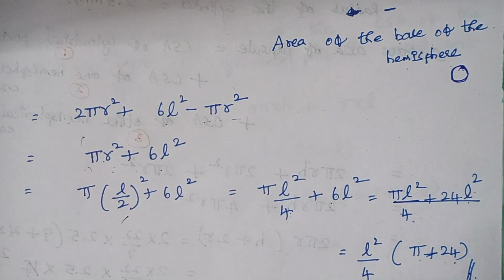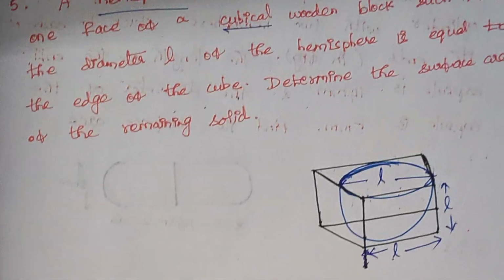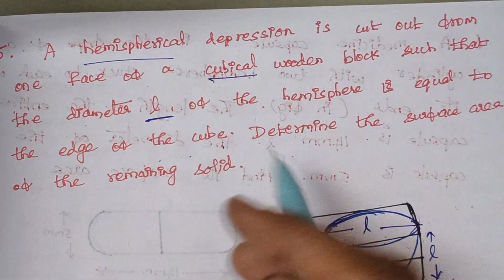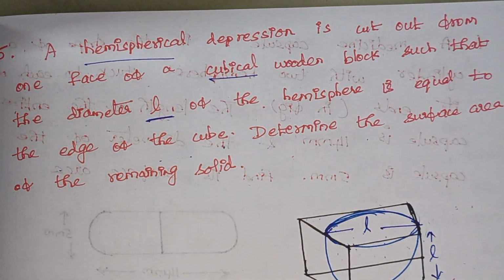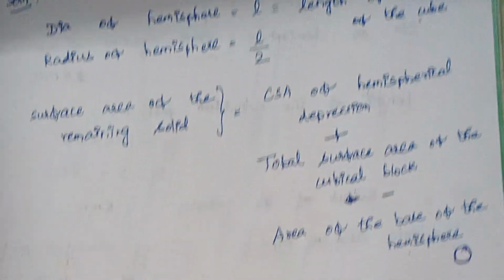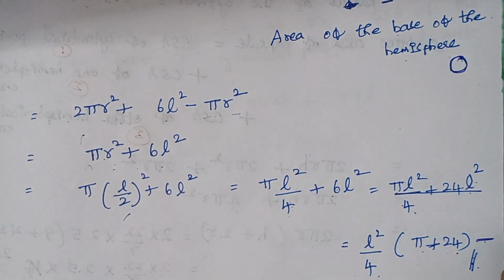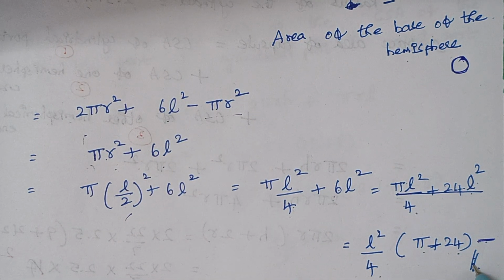Here I am not mentioning any units because in the problem nothing is mentioned. They had simply told that the diameter is L: no meters, no centimeters. So we are finally ending our answer like this: it is L square by 4 into pi plus 24.